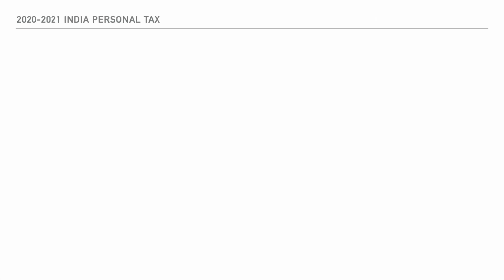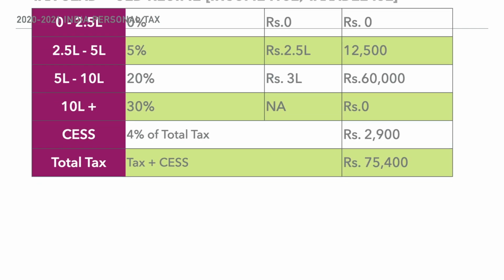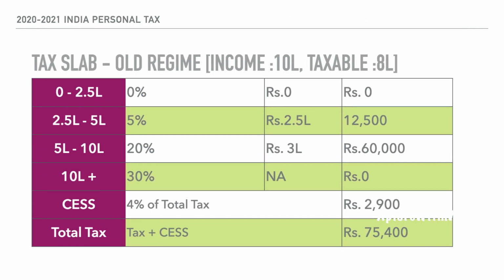Let's deep dive into an individual earning 10 lakhs. As per the earlier slide, he has a taxable income of 8 lakhs. The first 2.5 lakhs do not incur any tax. The next 2.5 to 5 lakhs incur a 5% tax that amounts to rupees 12,500. Post 5 lakhs, the remaining 3 lakhs incur a 20% tax that amounts to rupees 60,000. Additionally there is a 4% cess tax of rupees 2,900 on the total tax incurred. Together the total tax amounts to rupees 74,400.